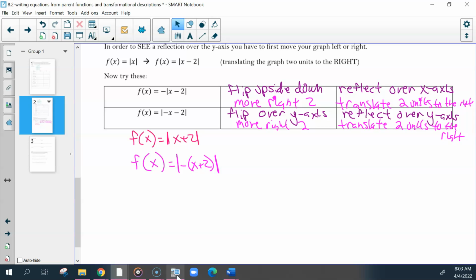Questions on that before we move on to the next page? Hey, how do you know we're reflecting on the y-axis from this? If it has the negative on the inside, right in front of the x. Oh, okay.